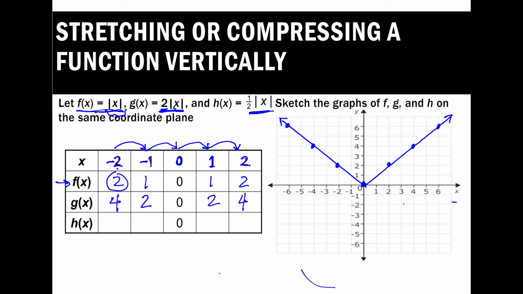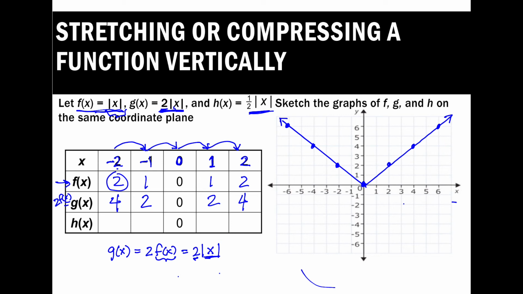So in other words, remember, g of x is twice f of x. f of x was the absolute value of x. So let me write that out. g of x was twice f of x. Because remember what f of x was? Well, f of x was the absolute value of x. So I took that result, the absolute value of x, and I multiplied each of those by 2.